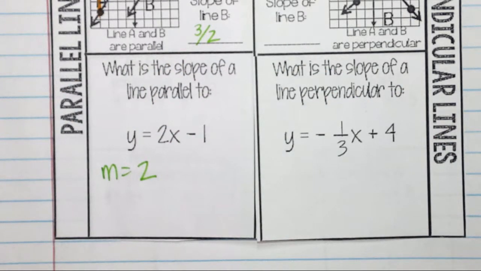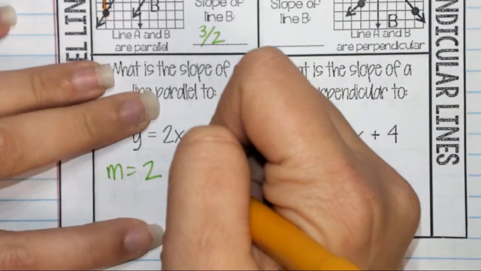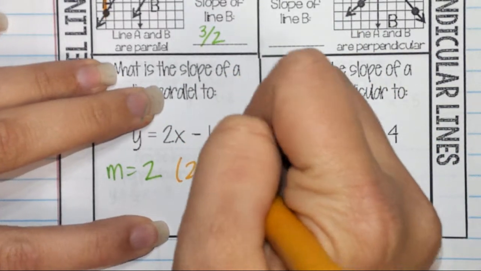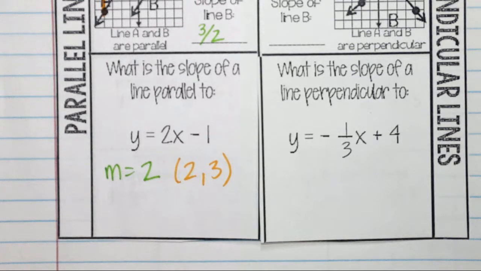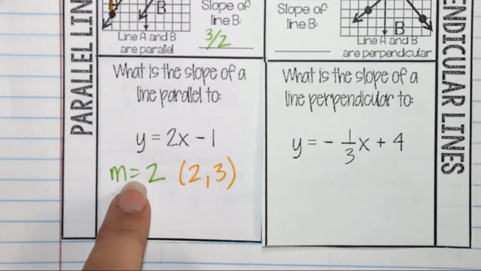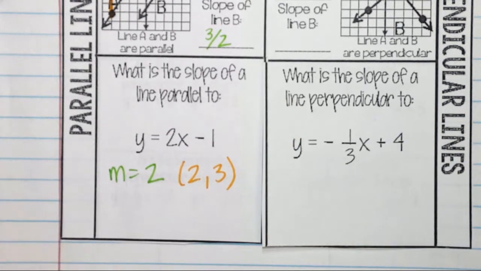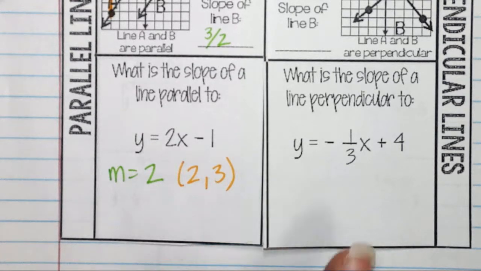Now, if I asked you to write the equation of a line that is parallel and passes through this point, do we know how to write an equation of lines? Yes, we do, because that's what we just had a test on. So you should know how to do this. Now, if I give you a point and I give you a slope, you write it in point slope form. Okay, Jarrett, tell me how to do it.